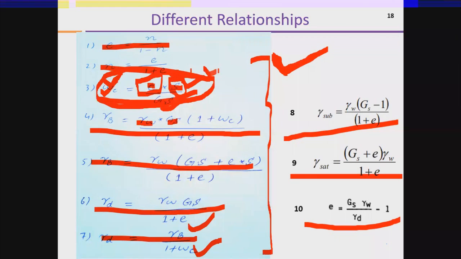In this case, you will be playing with this equation. Sometimes they give us the value of moist unit weight and the water content of the soil system, and they ask for gamma D, which is the dry unit weight. In this case, you can manipulate this equation. Sometimes they ask for the void ratio, and they provide gamma D and GS. Gamma W is a universal constant. In MKS, it is 9.81 kilonewton per cubic meter, and in FPS system, it is 62.4 pounds per cubic feet. So that is the use of these 10 formulas. I recommend that you learn these 10 formulas by heart.